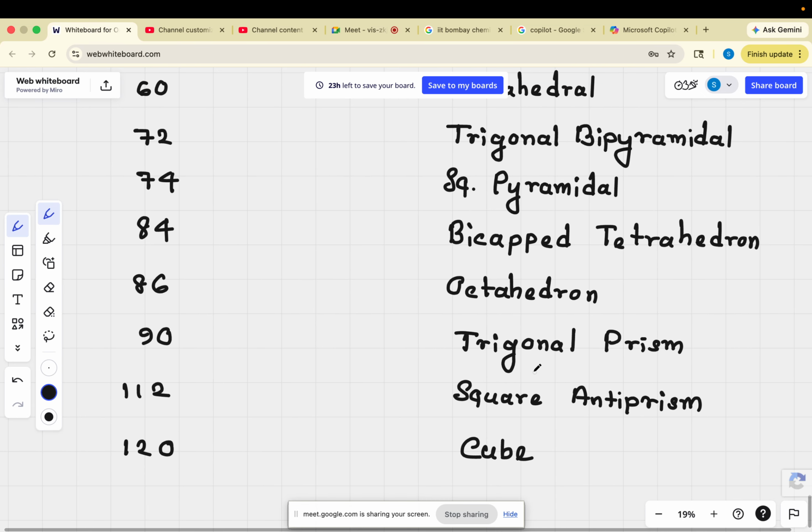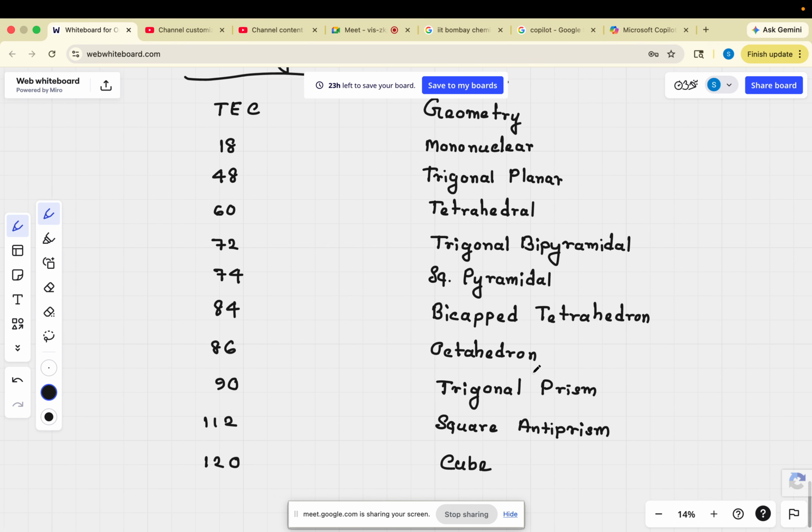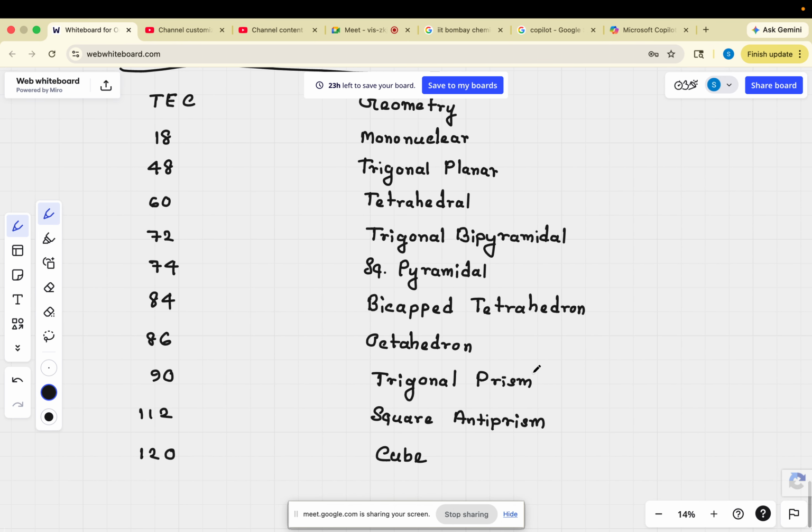Okay, so these are the values you will have. If it is 18, then it is mononuclear. If it is 48, it will be trigonal planar. 60 tetrahedral. 72 TBP, trigonal bipyramidal. 74 it will be square pyramidal. 84 it will be your bicapped tetrahedron. 86 will be your octahedron. 90 will be trigonal prism. 112 square antiprism, and if you have 120 value, then it will be your cube.